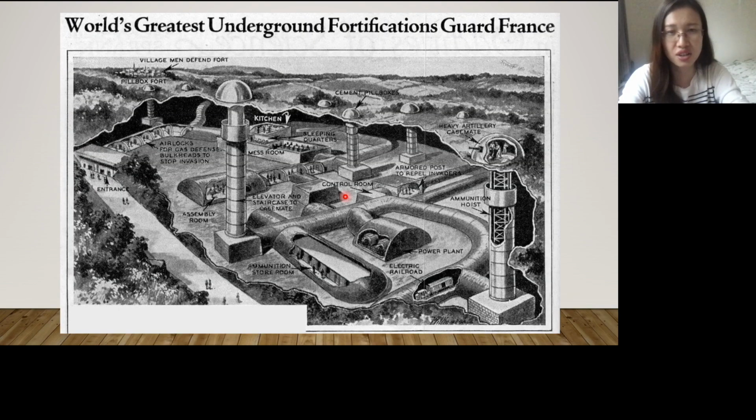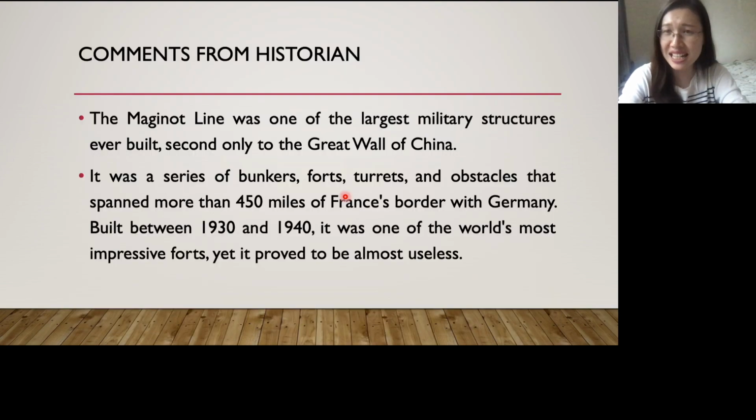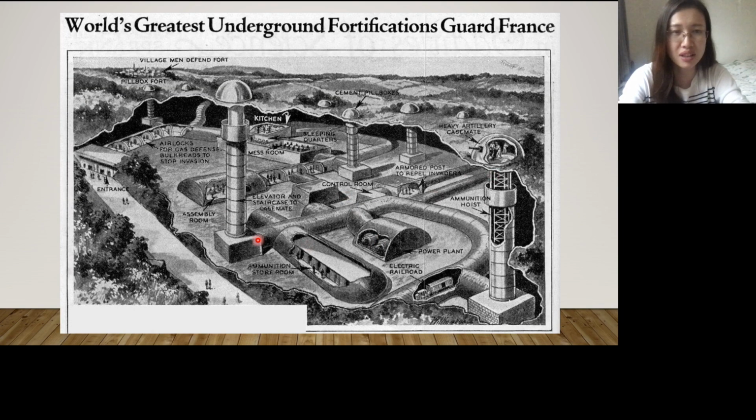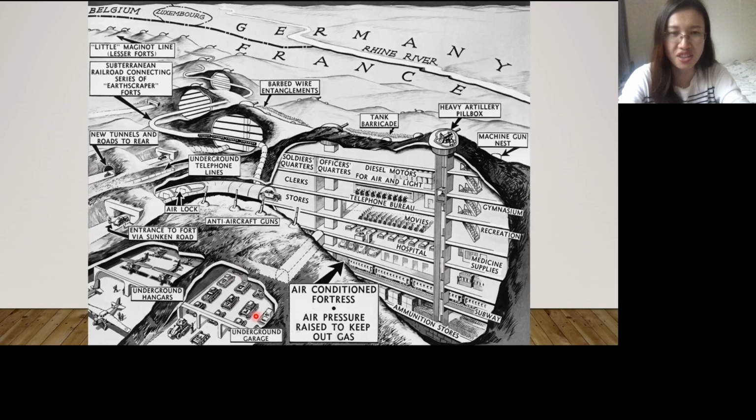But still, we have to see this is a very huge work, a hard-working student for France at this time, right? It's still one of the most sophisticated military structures ever built. You can see this is the blueprint for that. Actually, this is another blueprint. You can see they even created cinemas where they could watch movies, and even a gymnasium, and also officer quarters, a telephone bureau, a hospital, even subways, and all these things were built underground.